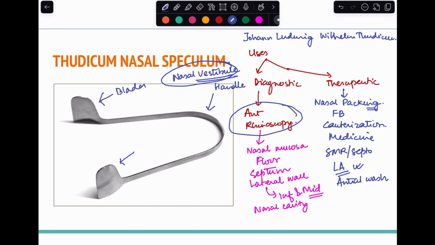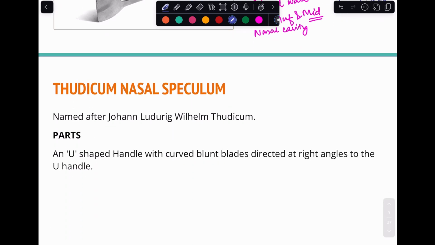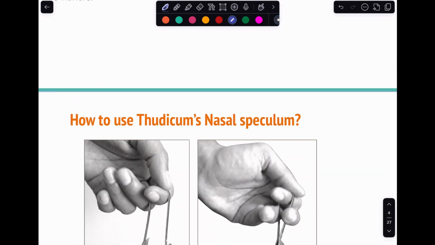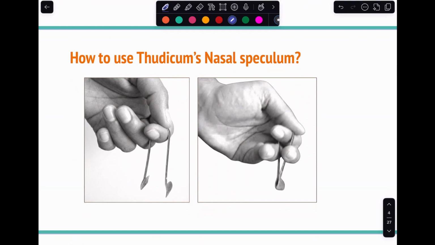Now, a very important question whenever you're given a Thudichum nasal speculum in your exam is, how do you hold this speculum? This is something that is very confusing, especially for undergrad students. You can get very confused. Okay, where should I be facing the blade? How should I hold it? So let's look at the image over here.